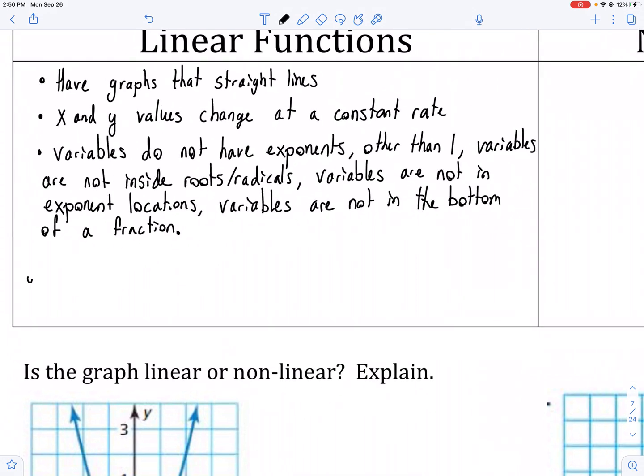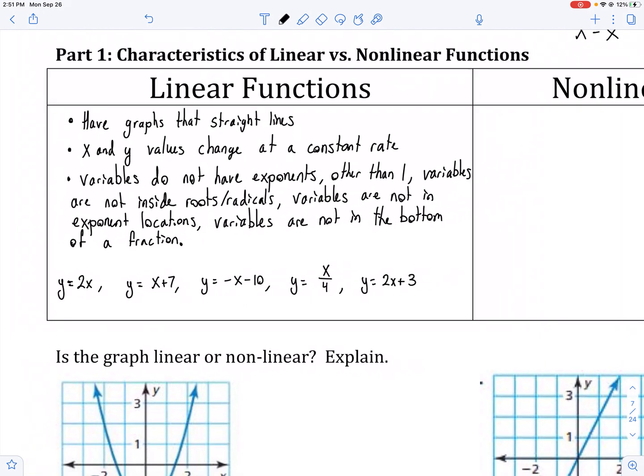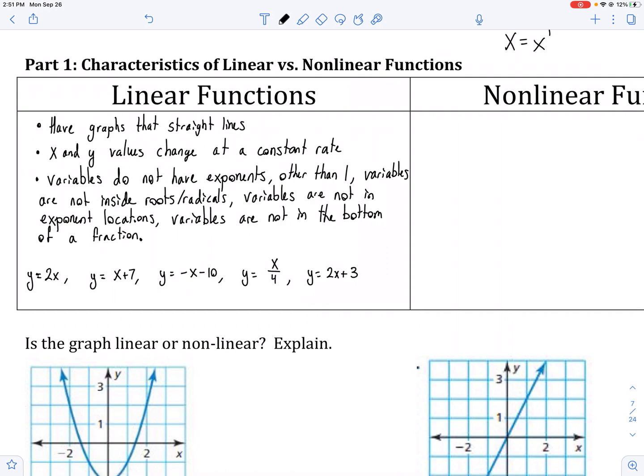And then some examples. You could have like y equals 2x, y equals x plus 7, y equals negative x minus 10, y equals x over 4, that's still linear, y equals 2x plus 3. So those are all cases of linear ones. We'll maybe have more to add after that, if I think of more. Those are the things we want to write for linear functions. If you don't have room to write all that, just get the 3 bullet point things I wrote down.